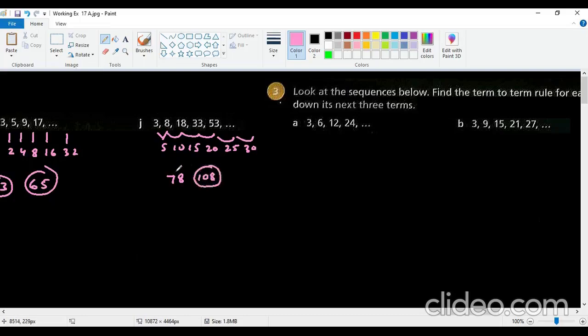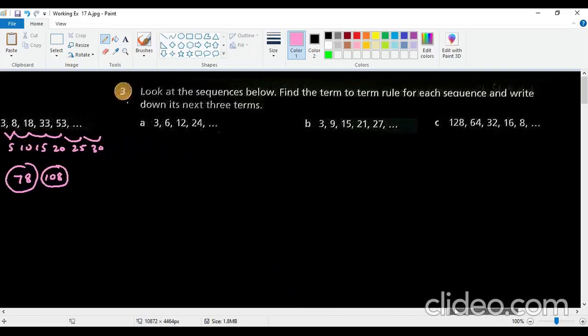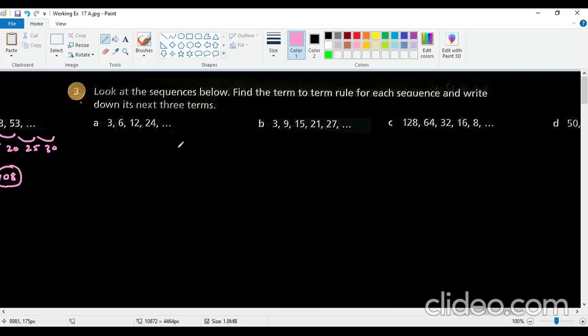Now comes question number 3. In here it says, look at the sequence below, find the term to term rule for each sequence and write down the next three terms. Now in here, what happens is that we not only are going to write the numbers, but we'll write the rules, what rule is being followed to get the next numbers.